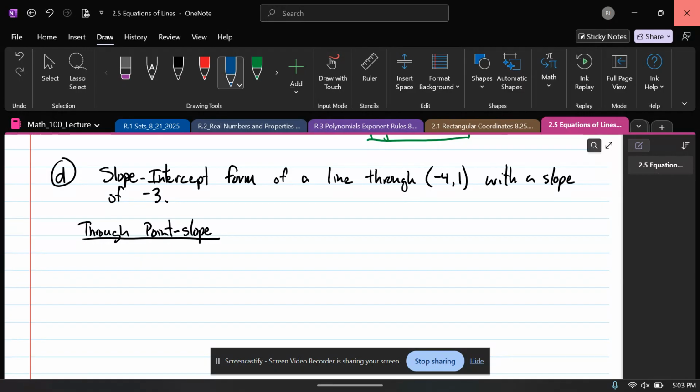So to go through point slope form, I'm going to do like I did on that last example. I'm going to start with y minus y1 equals m times x minus x1. I'm just writing that so I remember point slope form. I'm going to plug in the slope, which was -3. My y value was positive 1, so that's y minus 1. My x value was x minus negative 4.